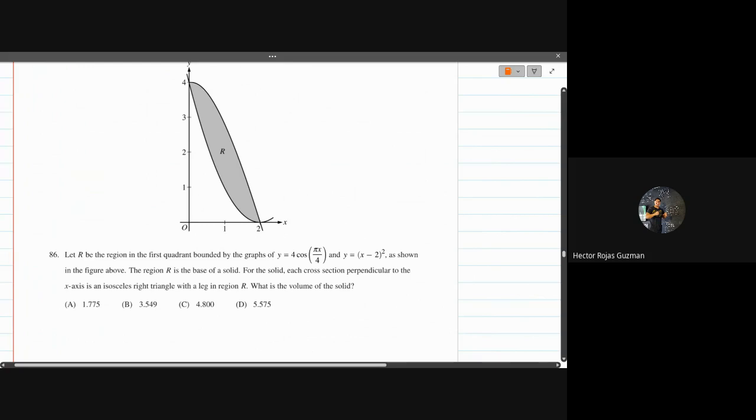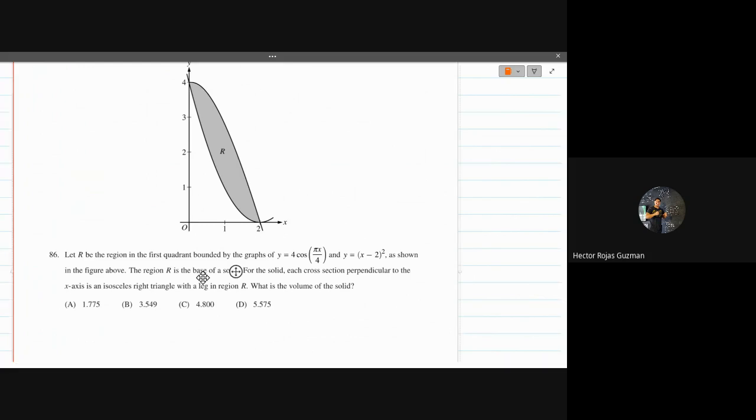Okay, we have a shaded region. We have two functions. Oh, it's the base of a solid. The cross sections are perpendicular to the x-axis. We have an isosceles right triangle. I hope you guys know what an isosceles right triangle is. That is a triangle with a 90-degree angle and two equal legs.